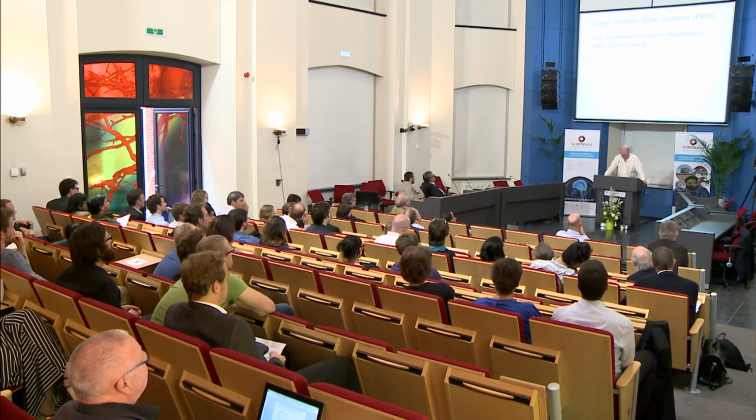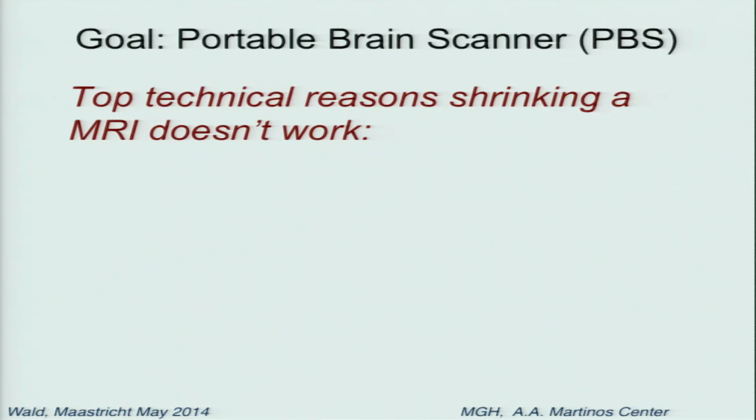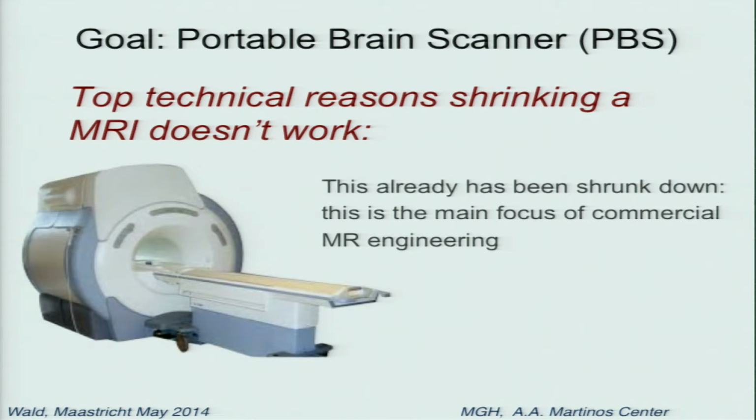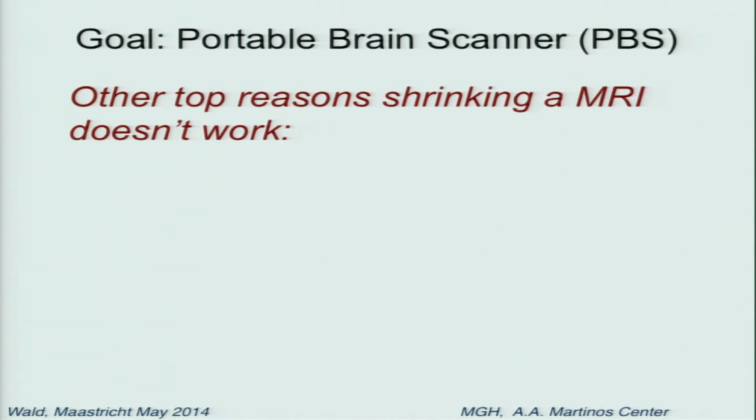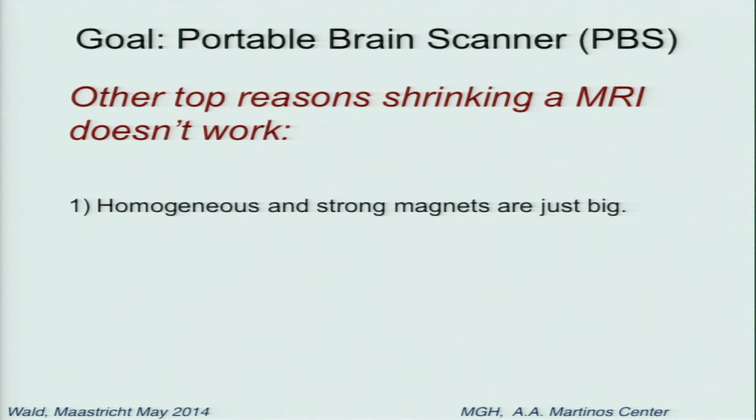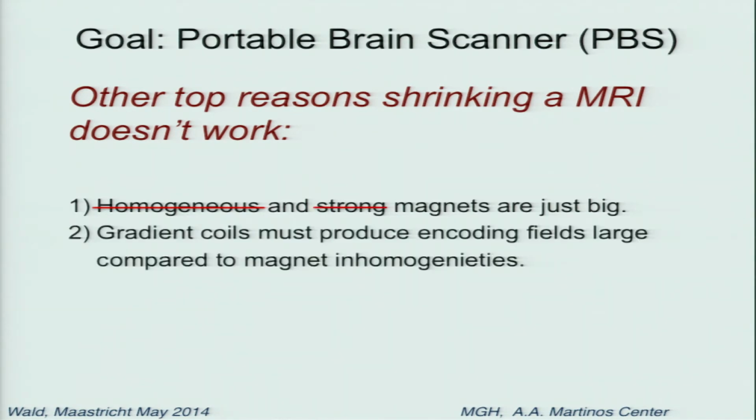And so I kind of compiled the top 10 reasons shrinking MR doesn't work. One is it's already been shrunk down. The manufacturers work really hard to try to make those things as small as possible, as short as possible. It's already been done. That's the main focus, actually, I think, of commercial MR engineering. So that's one answer. There's other reasons: homogeneous and strong magnets are just big. So you're going to have to cross out homogeneous, and you're going to have to cross out strong.